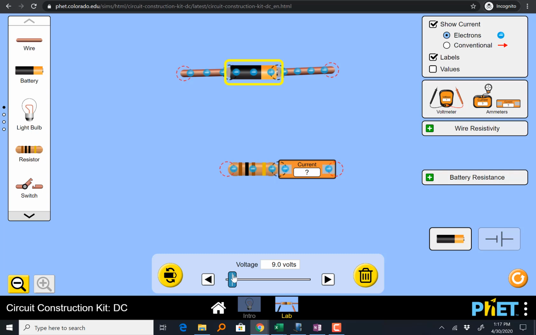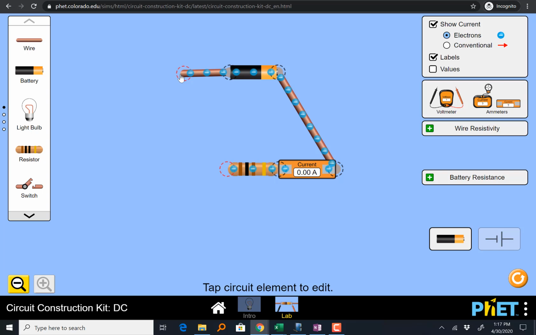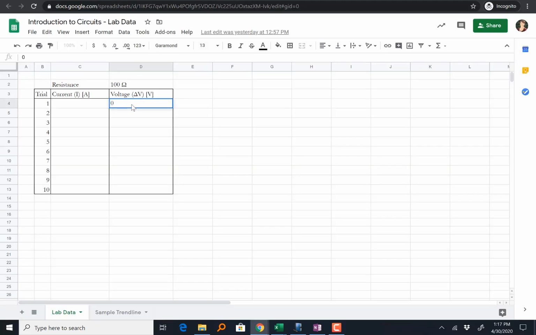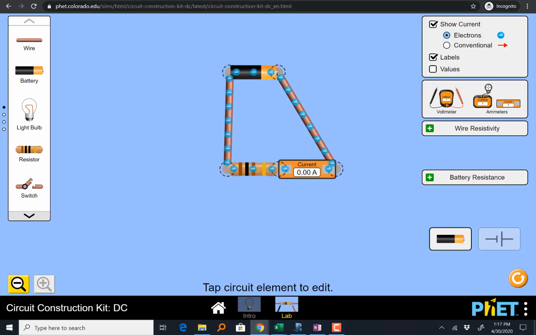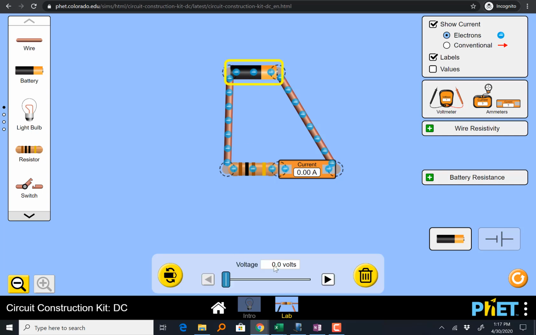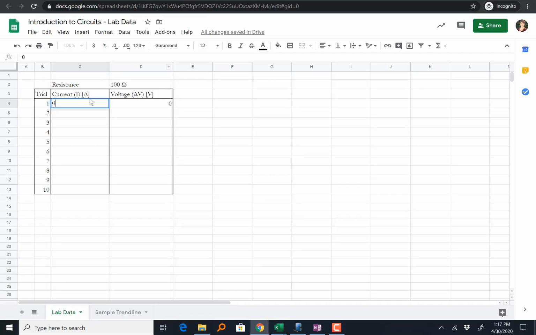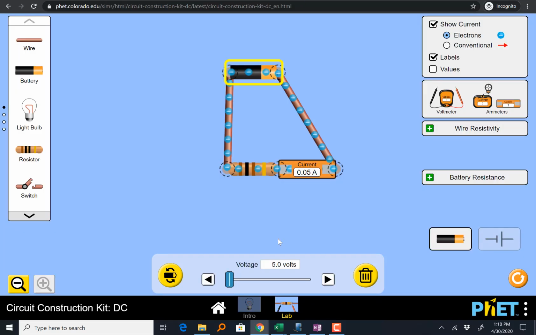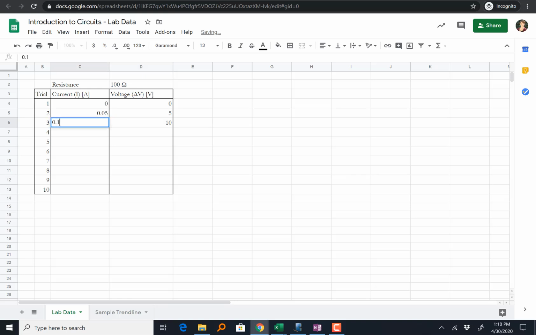First, what we can do is we can say, all right, if I've got 0 volts from my battery, what is the current in my circuit? And the current is 0, so that'll be a first data point. All right, we had 0 volts, and my current was 0. All right, so then let's go up to, let's do 5 volts. With 5 volts, I've got 0.05 amps. All right, let's do another, about 10. 10 volts, I've got 0.1 amps. And I'll just keep doing this for the rest of the trials.